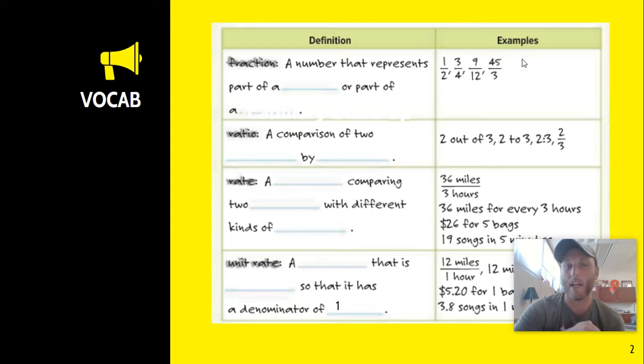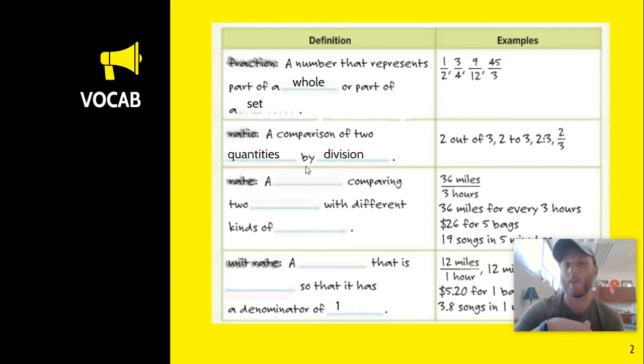I just want to first talk about some of the words you've been hearing, to make sure that we know the difference. The first one, we've seen pretty much your whole life so far: fractions are numbers that represent parts of a whole or part of a set. You can see some examples here, like 1/2, 3/4, 9/12. These would be fractions.